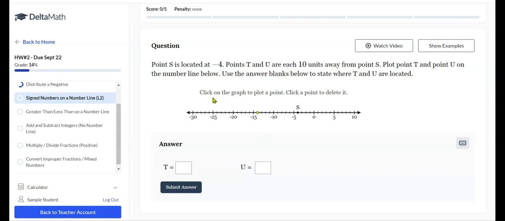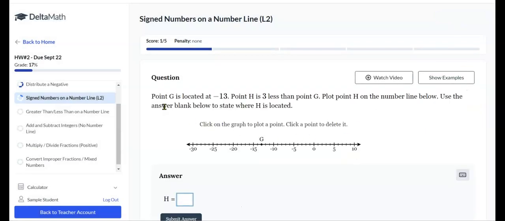And we can call this, click on the graph to plot a point, and then if you want to move it, you just click it again to delete it. So we're going to call this T. It's located at negative 14. And now we need to plot U, which is going to be 10 units in the other direction, or 10 units to the right. So if I go from S to 0, negative 4 to 0 is 4 units. So I'm going to need 6 more to get to 10. So that's how I'm going to plot this second point, by using that number line as my math.